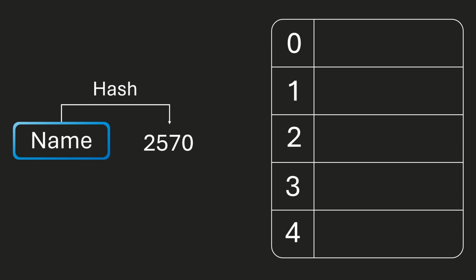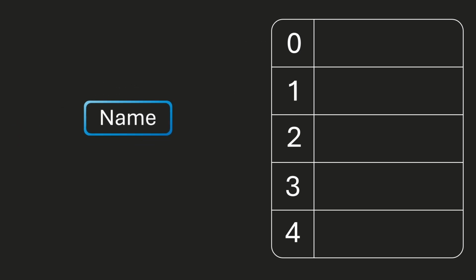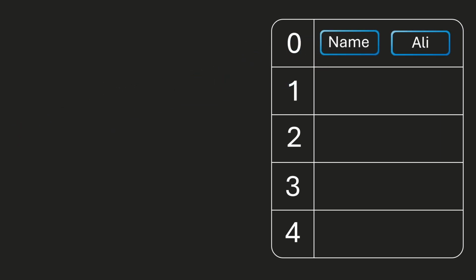Well, we can use this hash to find a position to store this key value pair in a hash table. How do we do that? Well, we use the modulus operation. Here I've got a table which has 5 elements, and so I can use modulus 5 on this hash to get an index for it. In this case, 2570 modulus 5 will give us 0. So I can store the key value pair name Ali at position 0, right? That's the process of adding elements to a hash map or hash table.